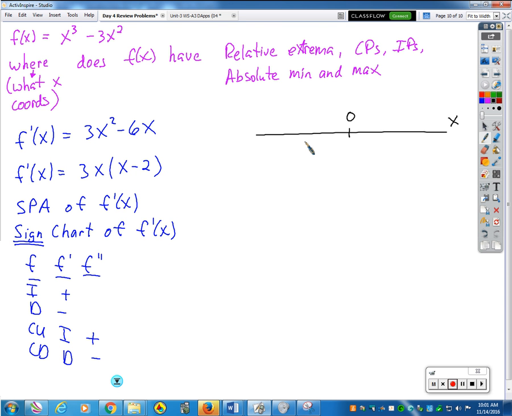Now, we can only do sign charts with factors. So you can't do a sign chart with this version of F prime. You must use this version. Please. I'll show you in a second, don't let me forget. It's easier to show when I get it written down, but don't forget to ask. So I write down the factors of F prime: 3x and x minus 2.